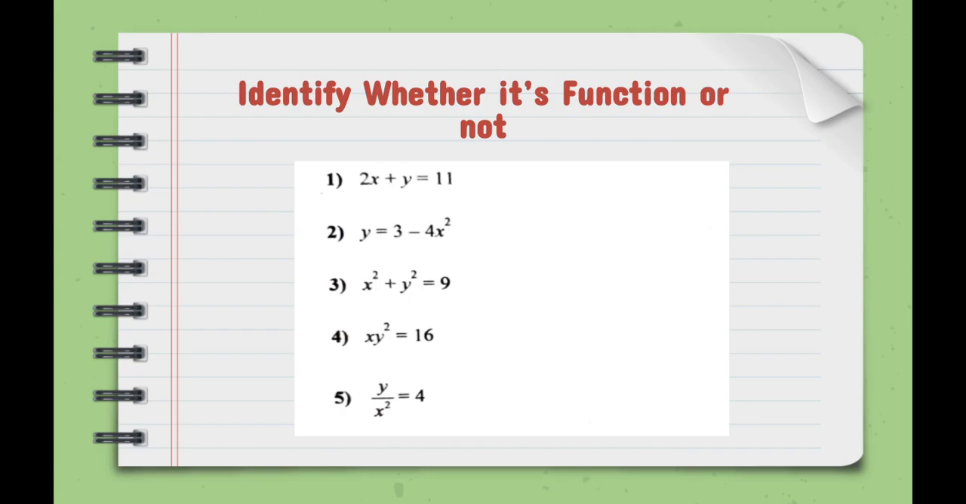Then lastly, identify whether it's a function or not. So we have number 1, 2x plus y equals 11. Number 2, y equals 3 negative 4 minus 4x squared. Number 3, x squared plus y squared equals 9. Number 4, x y squared equals 16. And number 5, y over x squared equals 4.